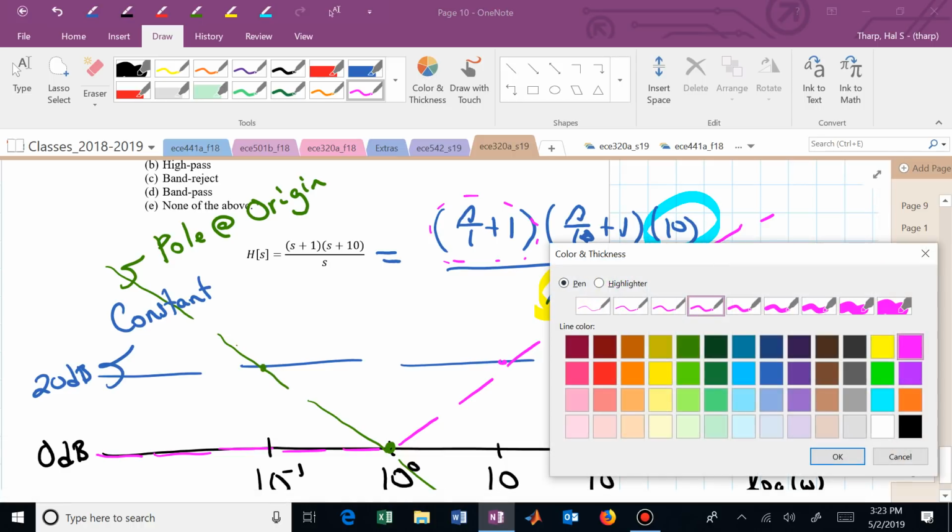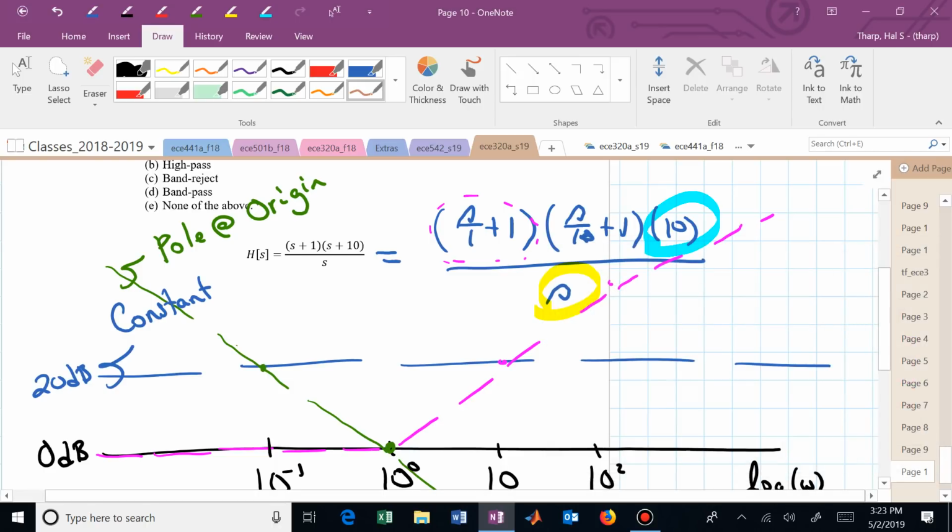And I'm guessing you want another color for this. I'm not very effective with selecting colors. Let me do brown here and see what happens.